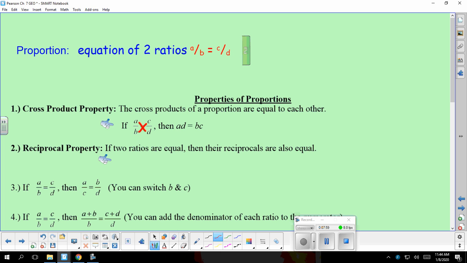So a few other properties that you may or may not remember. If two ratios are equal, then their reciprocals are also equal. So we can just flip them over, as long as we flip them both over. We must flip them both over.